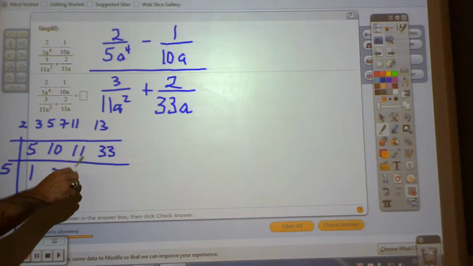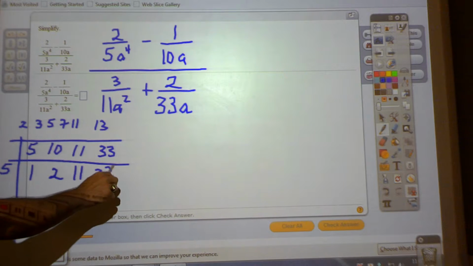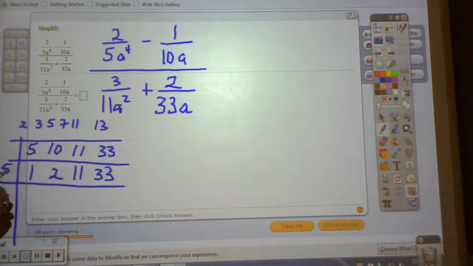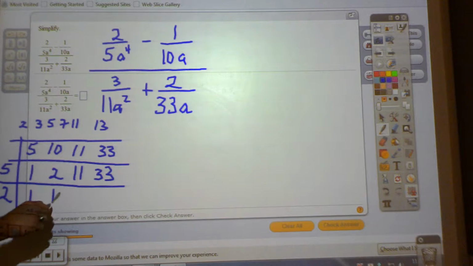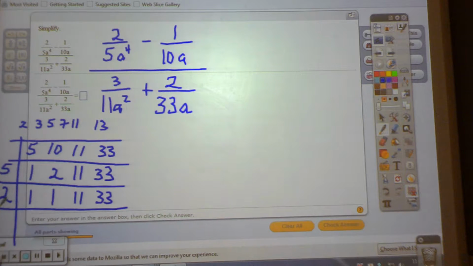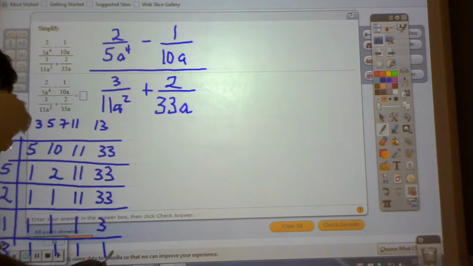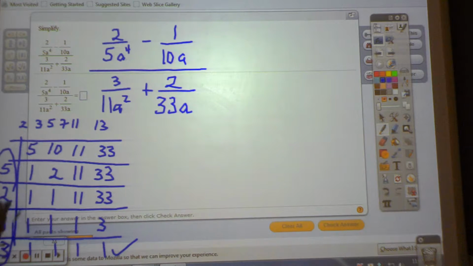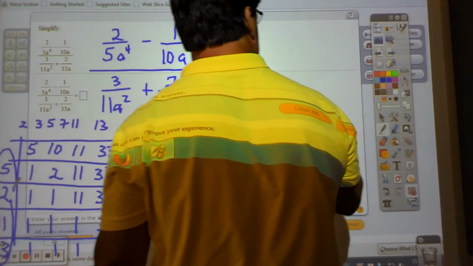A 2, that comes down. And that comes down because it don't divide. 2, that comes down. There's another 1. This comes down, and this comes down. 11, that comes down. There's another 1, and 3, and then 3, 1, 1, 1, 1. There is our common denominator. Well, what's 11 times 3? And what's 33 times 10? 330, yes. So 330 is our common denominator.